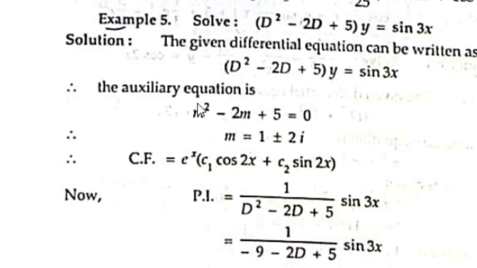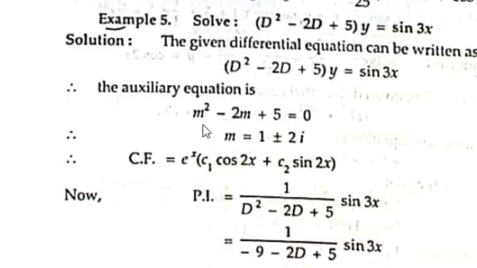So today we solve problems on ordinary differential equations. Again, here the problem is (D² − 2D + 5) y = sin 3x. Okay, so this is the given problem.